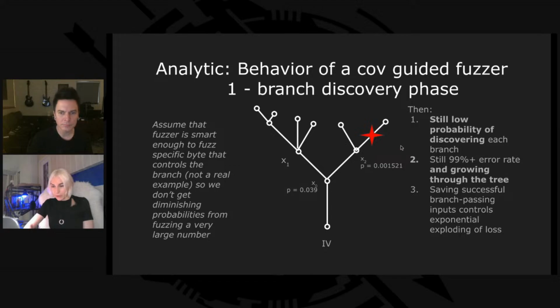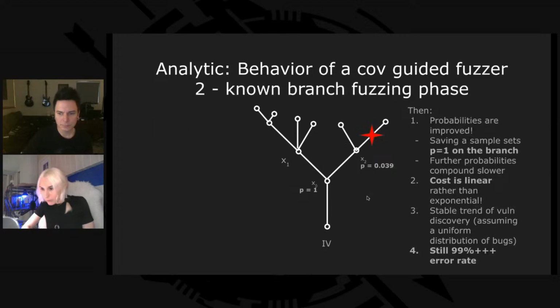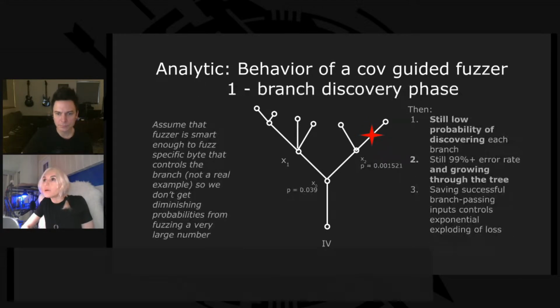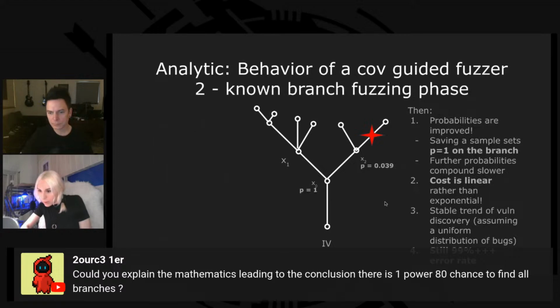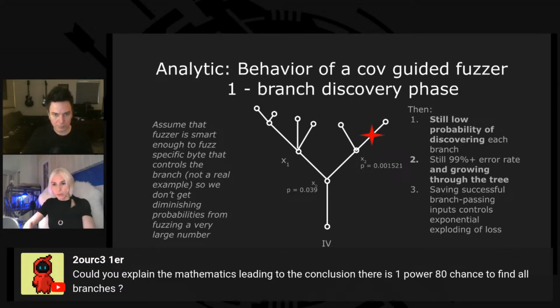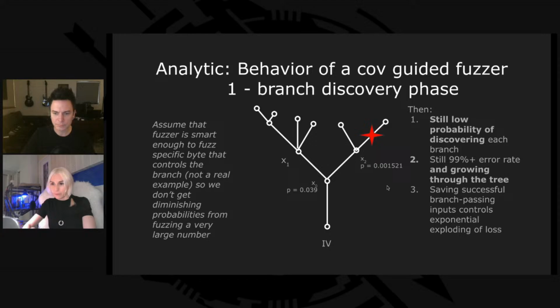So how does this whole thing grow? I think I had a separate slide, but okay. The point here is that because the tree keeps branching, the probabilities keep diminishing. The fuzzer will still be losing approximately exponentially. The loss will be approximately exponential, but maybe not so fast as in the purely random situation.